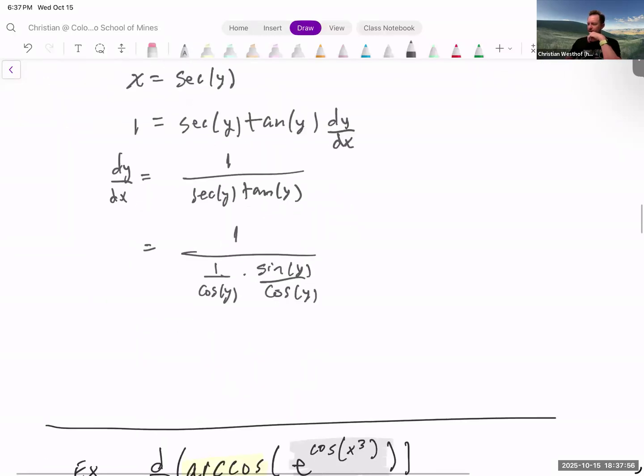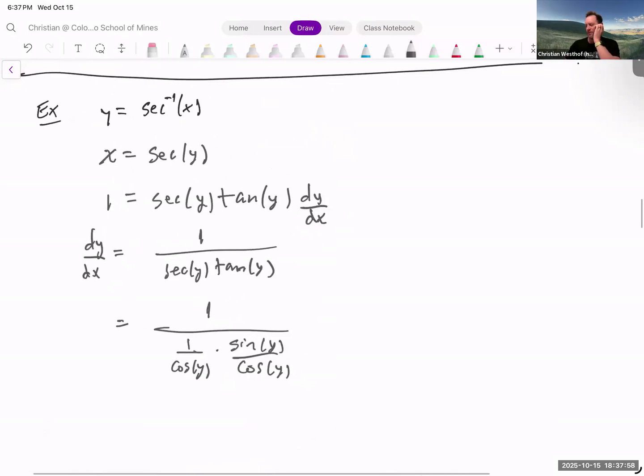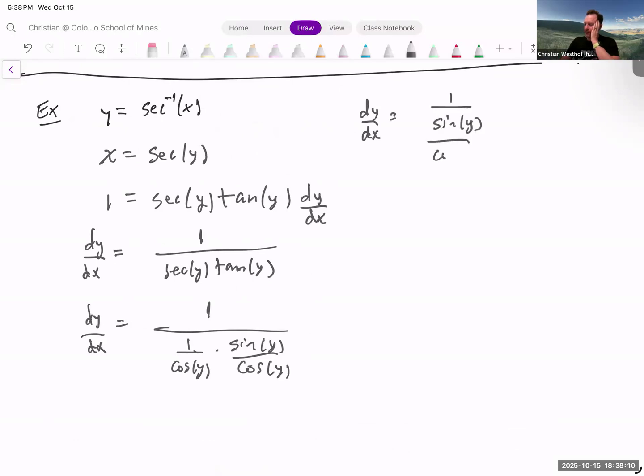Once we do that, now we're going to be able to write dy dx, the derivative, as 1 over sine y over cosine squared y, and we end up with cosine squared y over sine y. Now we want to write the derivative back in terms of x, and to do that, you need to look up here at x equals secant y.